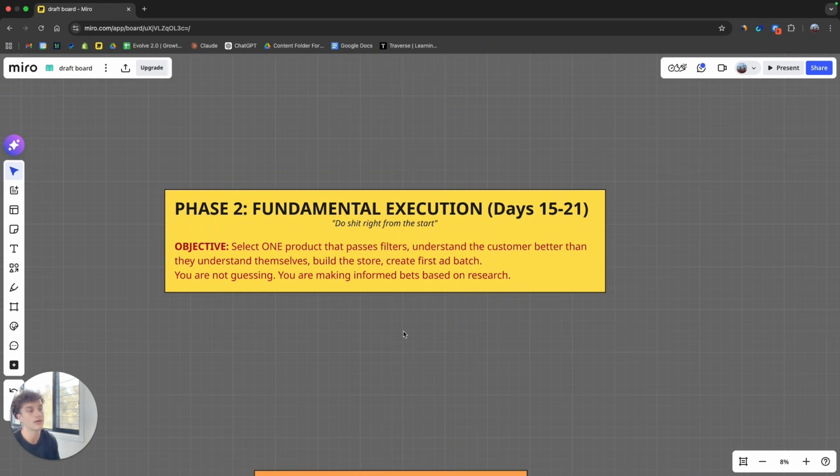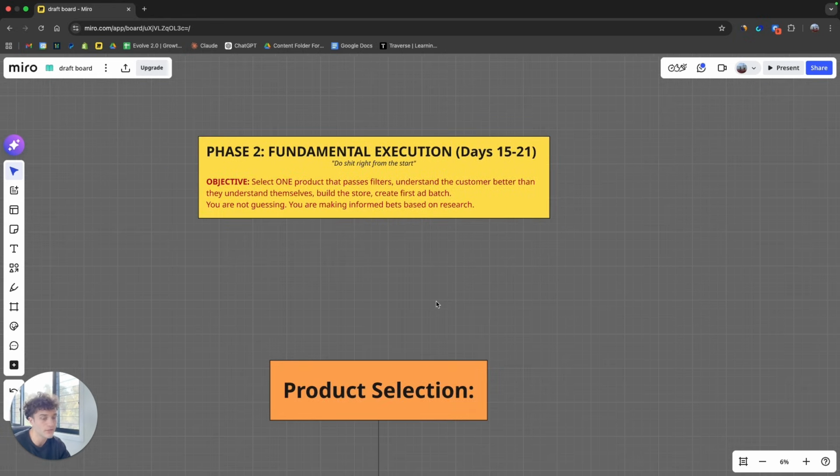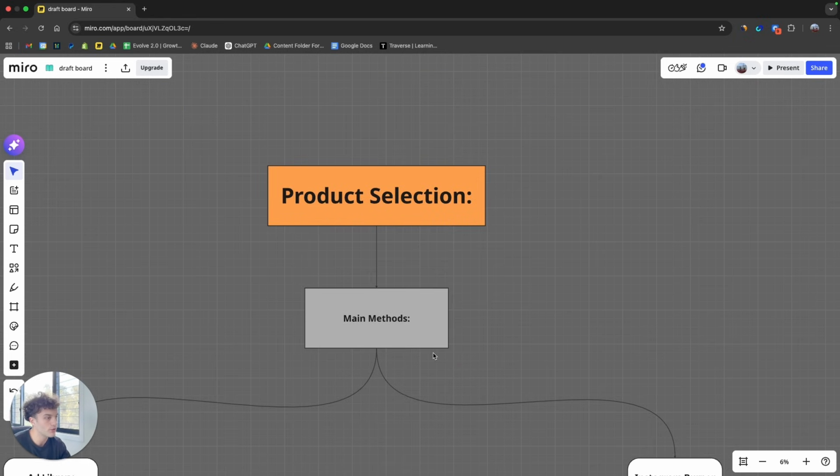So the goals here are to select one product that passes all of my filters. I'll show you what the filters are. Understand the customer better than they understand themselves, build the store, create the first ad batch, and launch. The whole goal and objective here is to not guess with our launch. We are making informed bets based on research. I'll cover all this more in a second, but moving on to product research now.